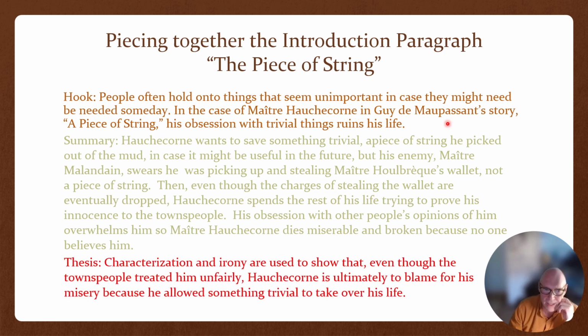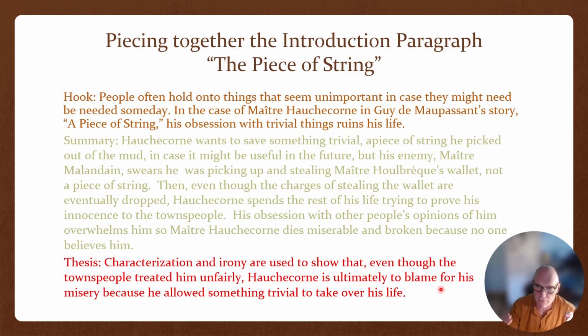And then moving into the thesis, characterization and irony are used to show that even though the townspeople treated him unfairly, Hochkorn is ultimately to blame for this misery. Notice the previous sentence talking about him dying miserable and broken. That is worked into the thesis so that you have a connection back to the summary. So Hochkorn is ultimately to blame for his misery and his brokenness because he allowed something trivial to take over his life.